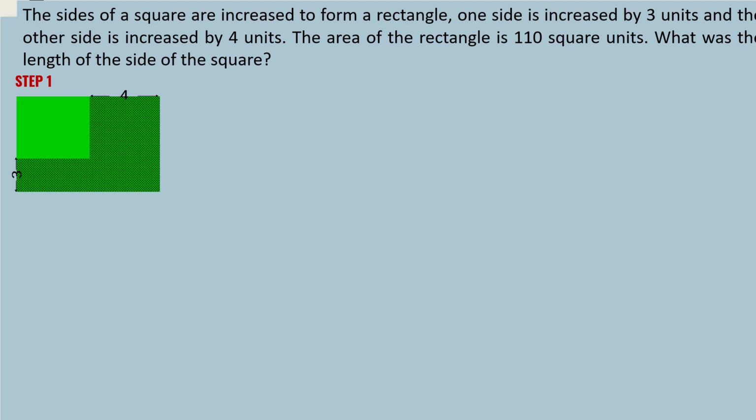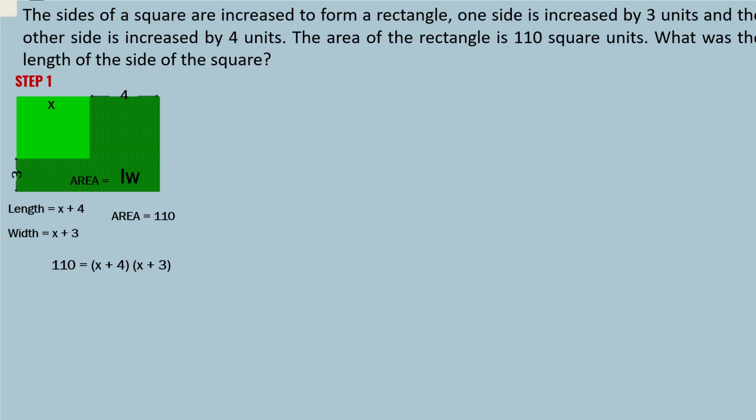and then increased by 3. So, the area is equal to length times width. So, the length is x plus 4 and then the width is x plus 3. And also, the area is equal to 110. Let's substitute it in the formula. We have 110 is equal to the length, which is x plus 4, times the width, which is x plus 3.